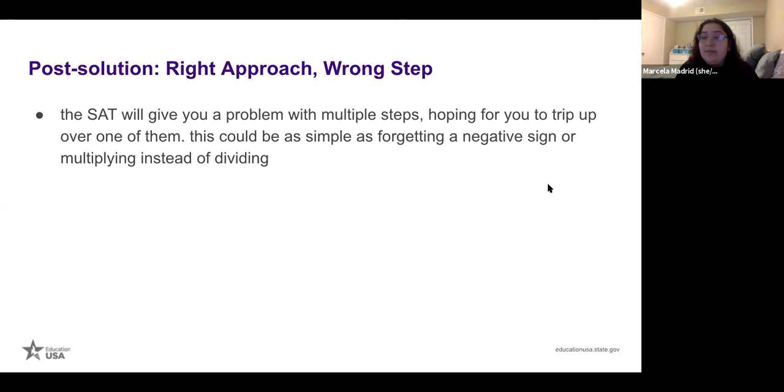I know I'm very susceptible to forgetting a negative sign. I remember taking so many exams, especially in chemistry, and my teacher would be like, "You got the right answer. You just forgot this negative sign. Why didn't it carry over?" And I would say, I am so sorry.